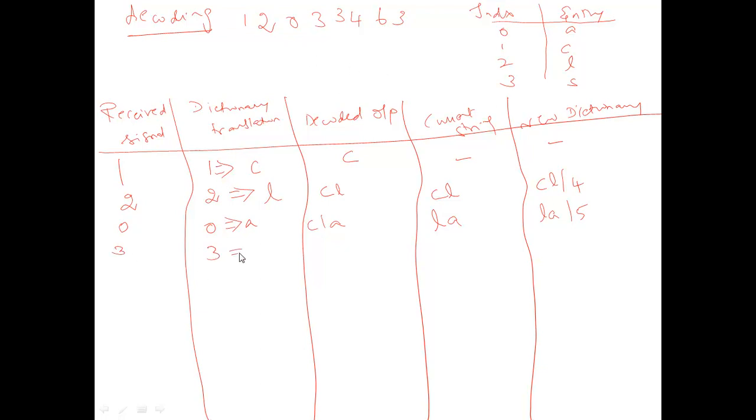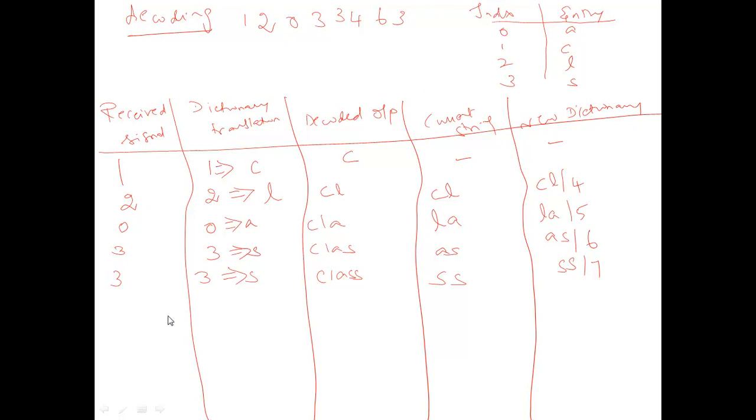3 is translated as S, because at index 3 we have the entry S. So the decoder output is CLAS now. The current string is the previous dictionary translation, which is A, with the first letter of the current translation, S. So the new entry is AS with index 6. The next received signal is 3. Again 3 is translated as S, so we get CLASS now. The current string is the previous translation S with the first letter of the present translation S. SS will come in entry 7.